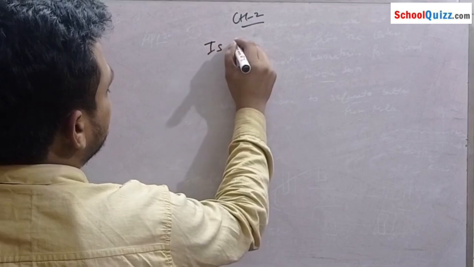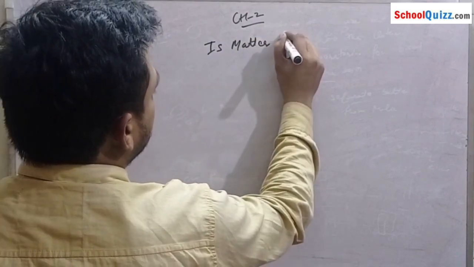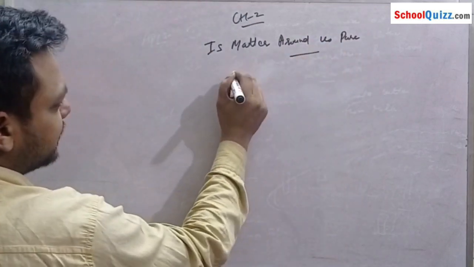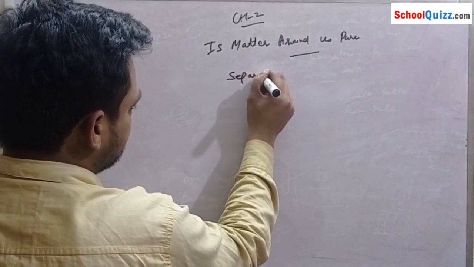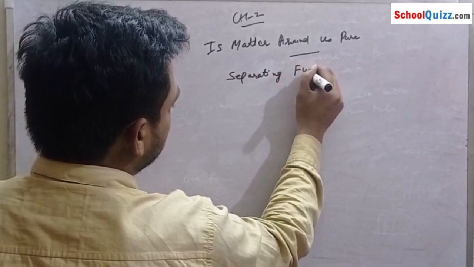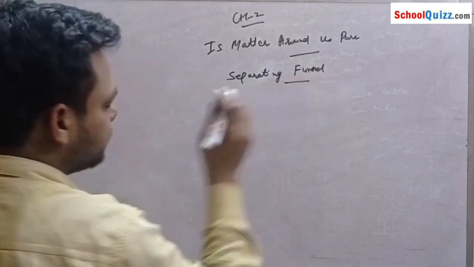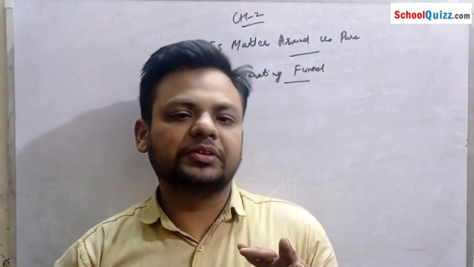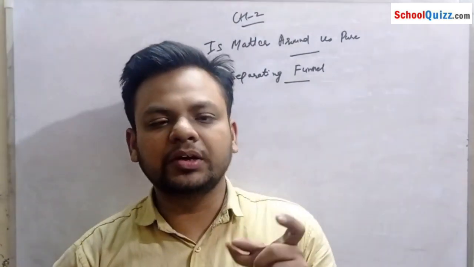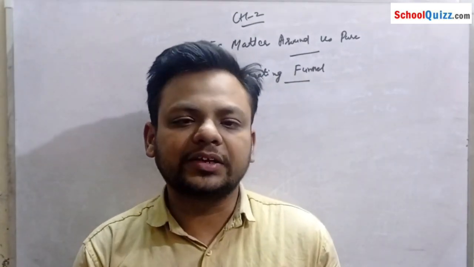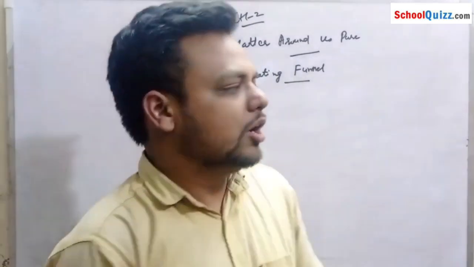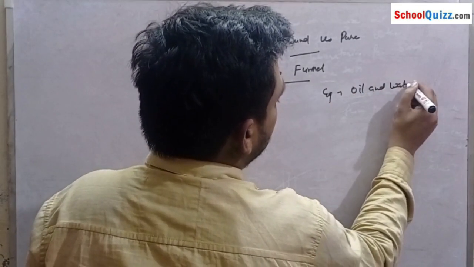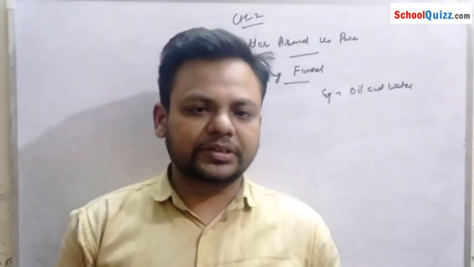So let's start, chapter number 2, Is Matter Around Us Pure? We will discuss the technique of the separating funnel. This technique is used when we want to separate two immiscible liquids. And what are immiscible liquids? Those which can't get mixed together, for example oil and water. As we know, oil and water don't get mixed.